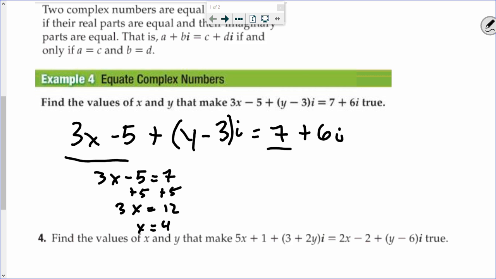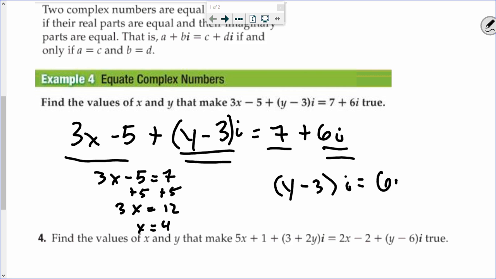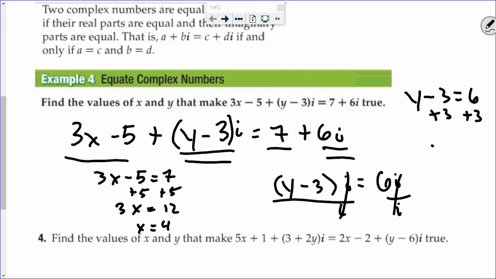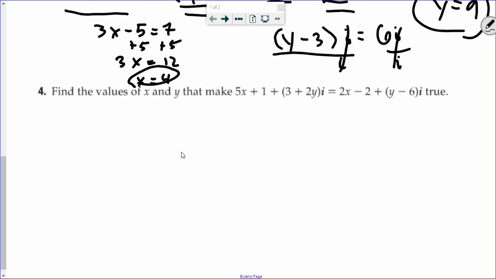Well, what would make the imaginary parts equal? Set them equal to each other and find out. y minus 3 times i is equal to 6i. Let's divide this side by i. That would leave us y minus 3 is equal to 6. Add 3 to both sides. Here, y equals 9. Okay, so we found x and y so that these two numbers would be equal. You guys go ahead and pause and try to do the same process here.